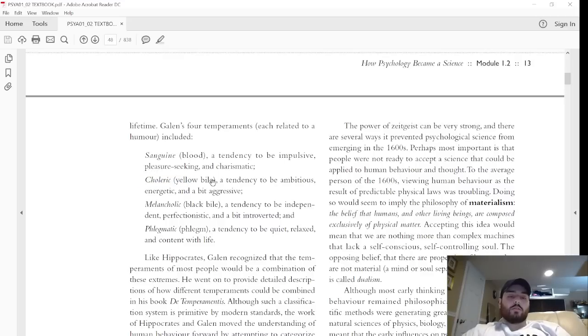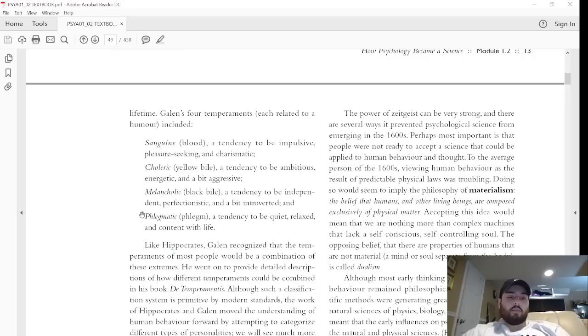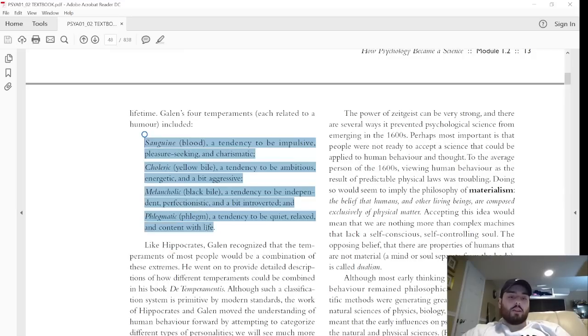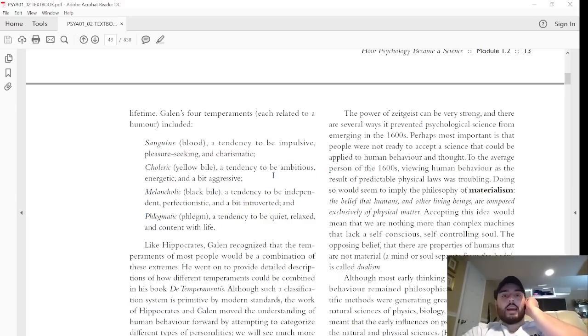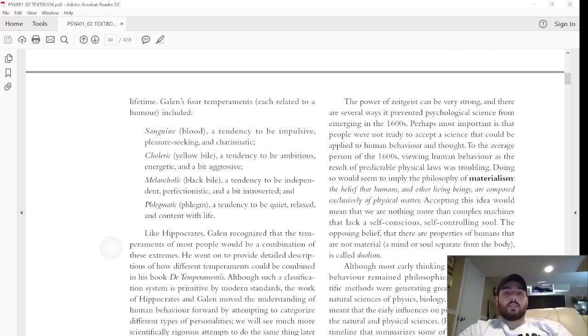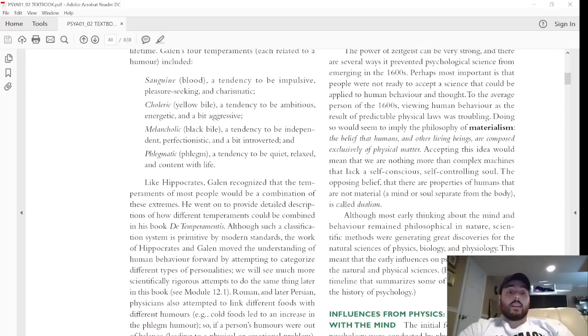So your choleric humor, which was your yellow bile, is a tendency to be ambitious, energetic, and a bit aggressive. Melancholic was your black bile, which is a tendency to be independent, perfectionistic, and a bit introverted. And your phlegmatic is a tendency to be quiet, relaxed, and content with life. So that's exactly what these four humors worked out to be. Just from understanding where the science is now, and where most of you viewers might understand it to be, it's incredibly hard to believe that they actually gauged people's behaviors based on these four humors. But nonetheless, that is the history of it, right?